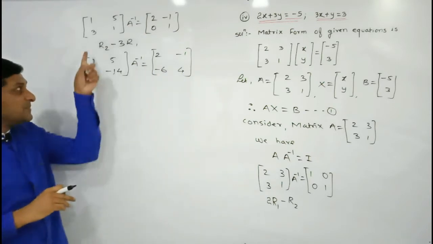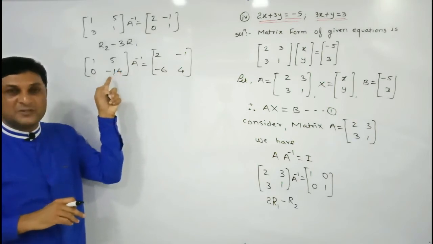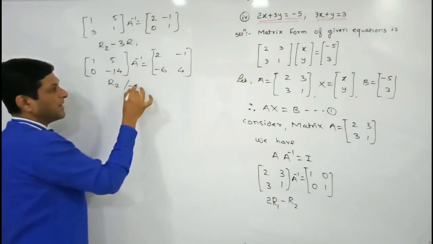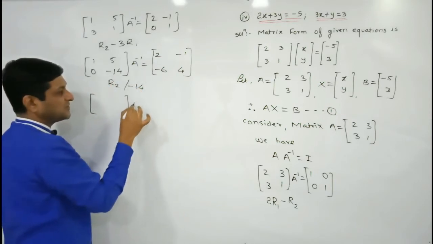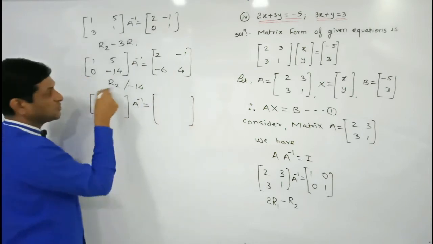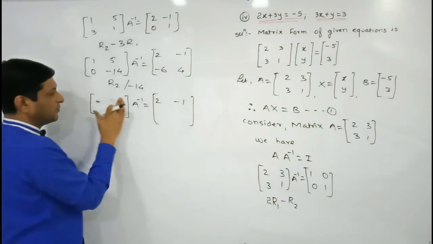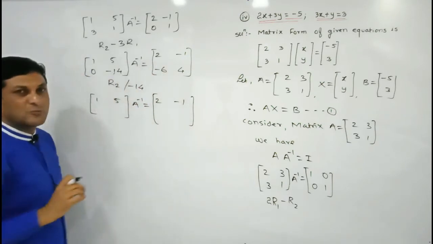Once the first step is completed, the second step is to get 1 here, and to get 1 here we divide the elements of R2 by what? Minus 14. Let us divide the elements of R2 by minus 14 and see what we get. Perform this operation on both sides. Since the operation is on R2, keep the elements of R1 on both sides as they are.